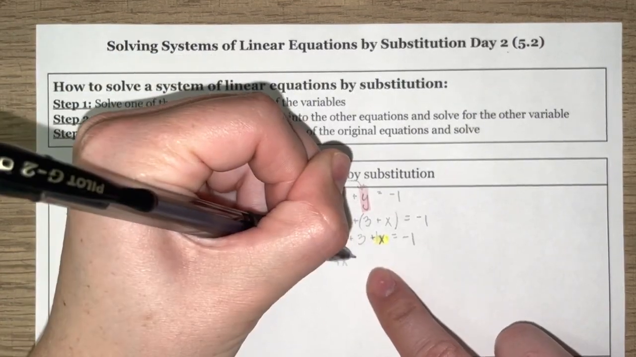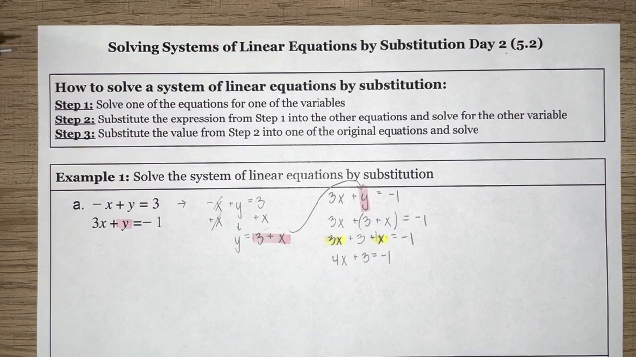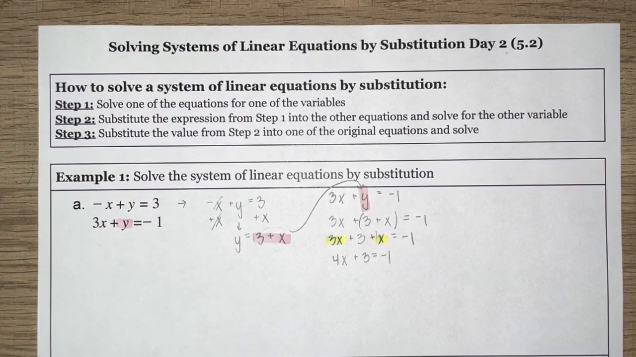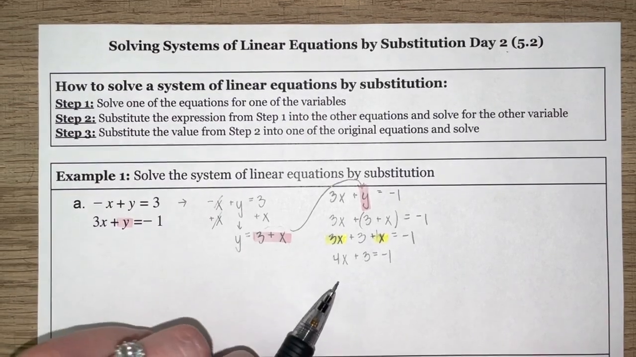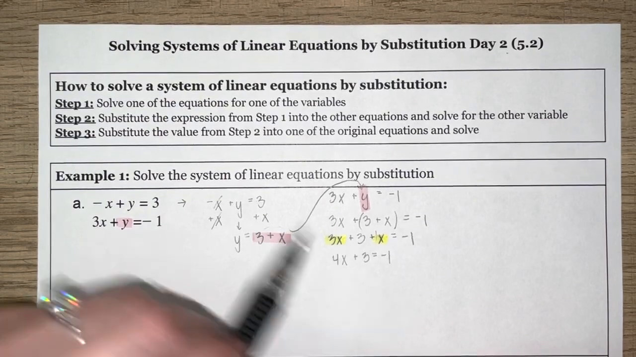And then I'm going to bring down this plus 3 equals negative 1. And then now I want to get everything away from the x, so I have all my x's together. I want to solve for x, so I need to isolate it. So I have a 4 that's being multiplied by x and a 3 that's being added. So I'm going to undo the addition first.